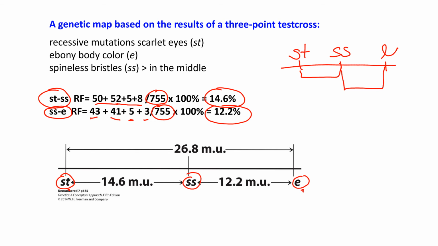Once you find out the order, which gene is in the middle, you calculate recombination frequencies for each two genes, the first two genes and the second two genes, and since double crossover also includes single crossover, you have to include those in the calculation.